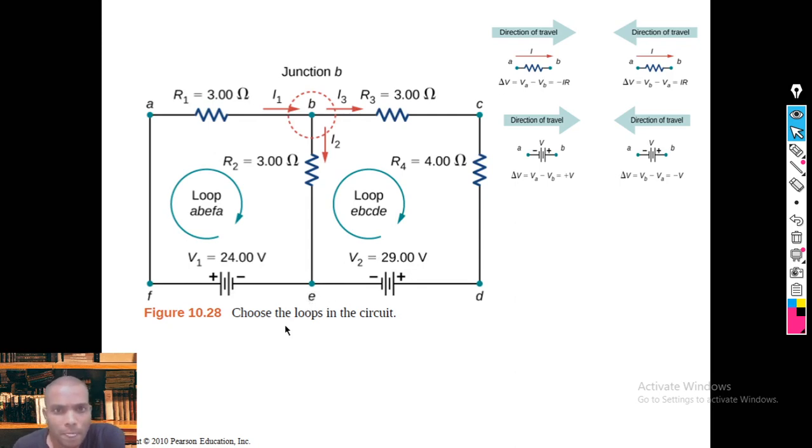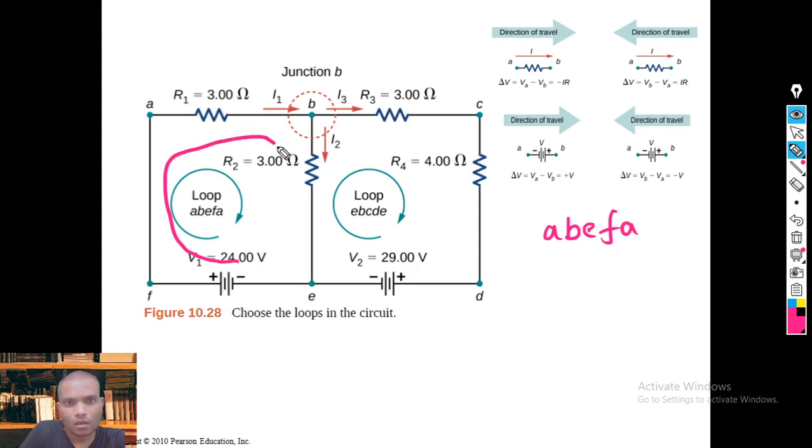Now try to apply the loop rule in the first case. We consider a loop, that is loop A, B, E, F, A. We are traveling along the clockwise direction. So I am traveling in these directions, and this is my loop. Now across the resistance I1, this is the direction of current, and this is my direction.